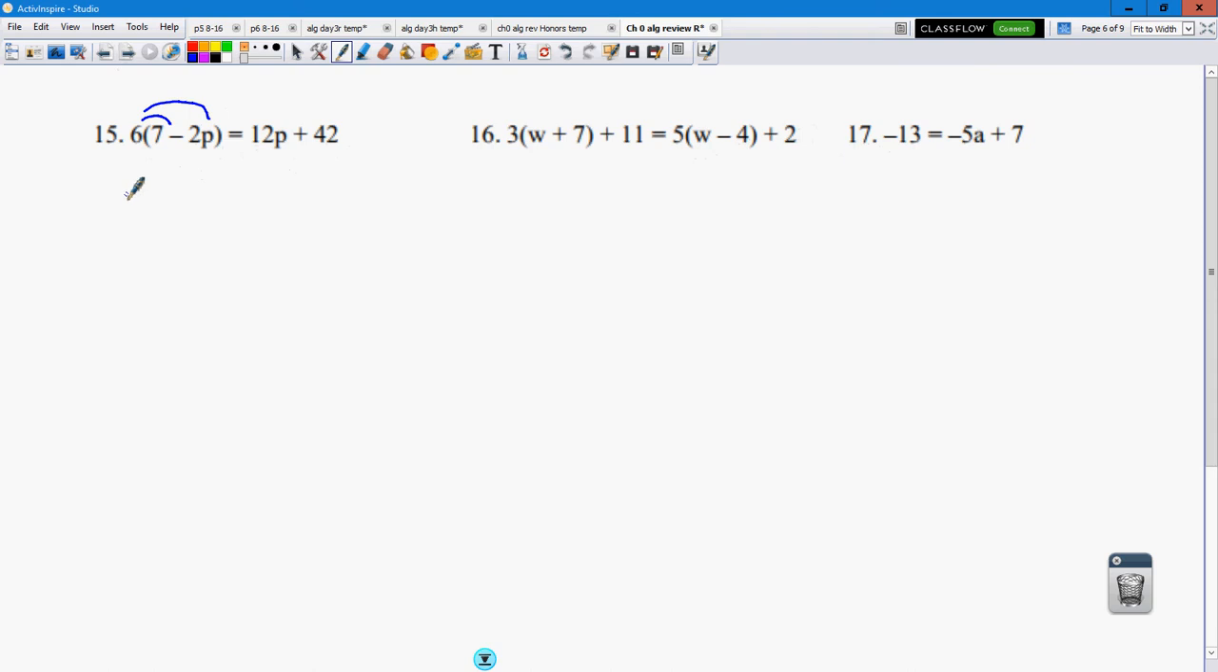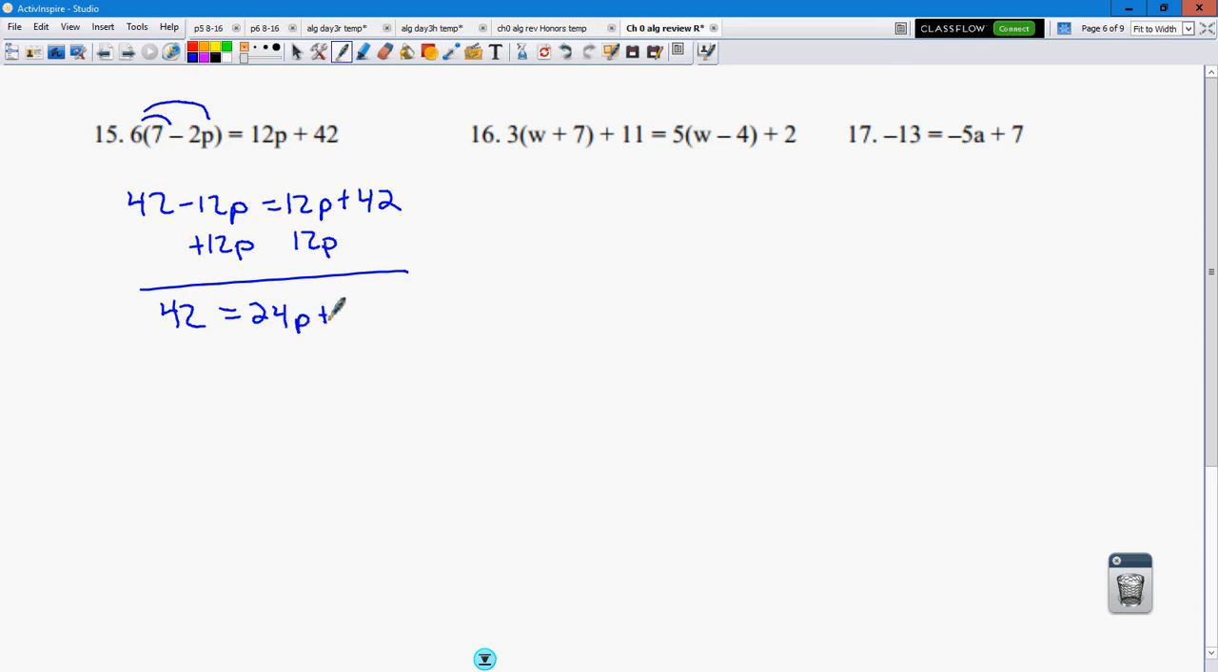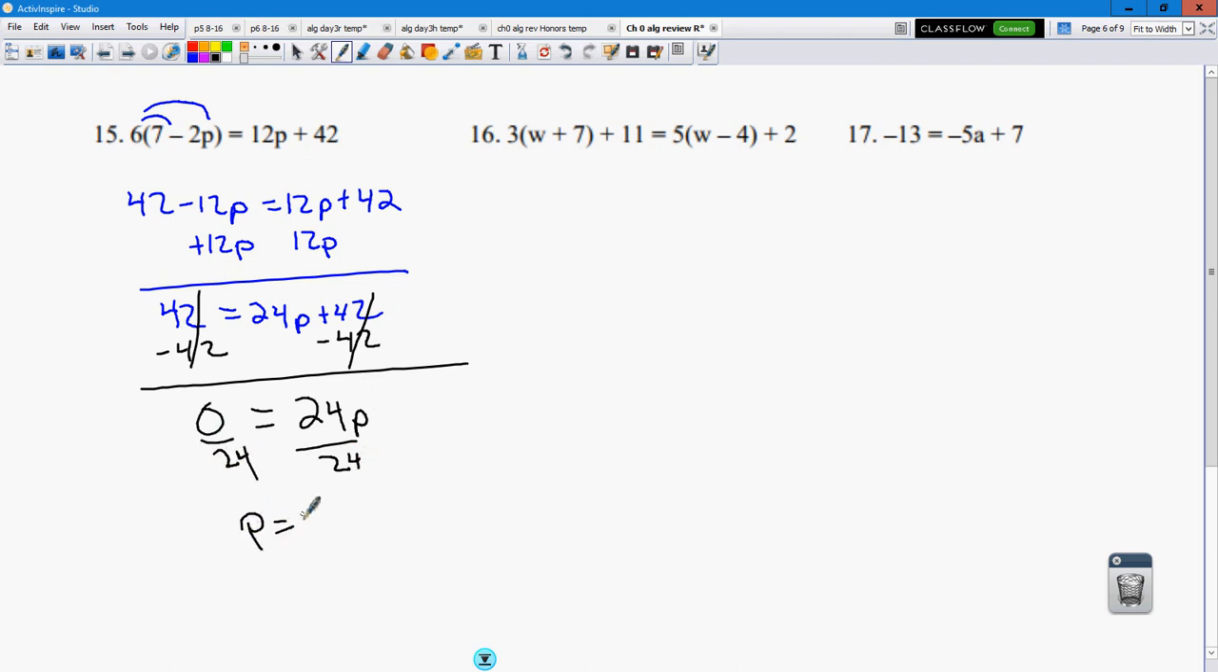Distributing, I have 42 minus 12p equals 12p plus 42. Don't think that they cancel each other out. They are on opposite sides of the equal sign. If I add 12p to both sides, I now have 42 equals 24p plus 42. I'm going to go ahead and subtract 42 from both sides. Please make sure that when you're on one side of an equal sign that you don't just say, well, I know these cancel out, so these cancel out. When they cancel out on this side of the equal sign, there's actually a 0 holding its place. I could write plus 0, we just don't write that. I'm going to divide both sides by 24, and obviously p is still going to be 0.